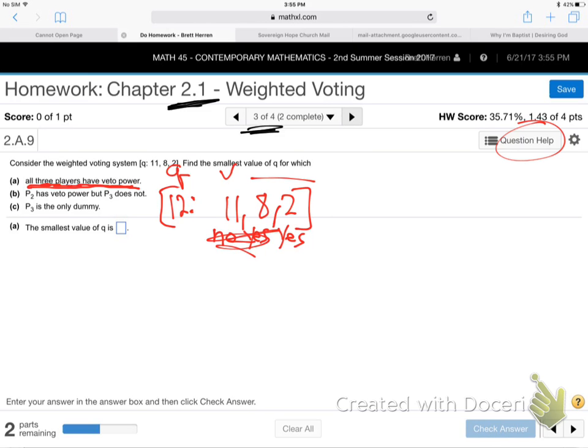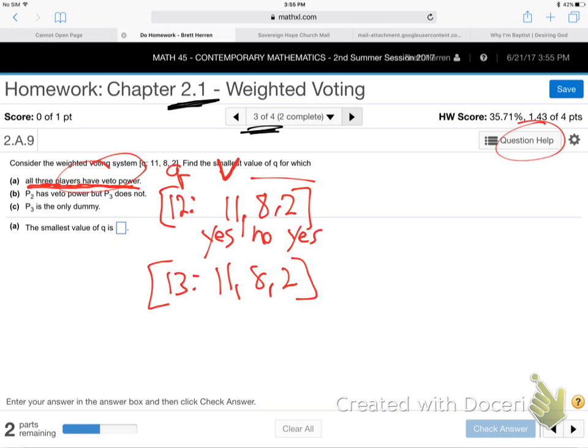Now, does the 8 have the veto power? If he says no, and the other 2 say yes, the other 2 have 13. Oh, that's enough though, huh? So he can't block it. So 8 does not have veto power. So that didn't work. They wanted all 3 to have veto power. So 12 didn't work. Let me go up to 13.